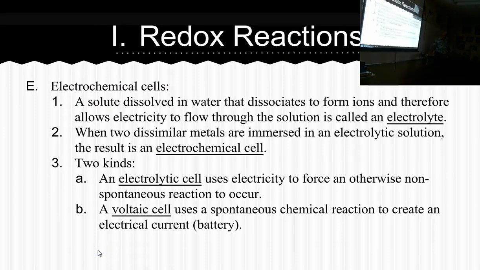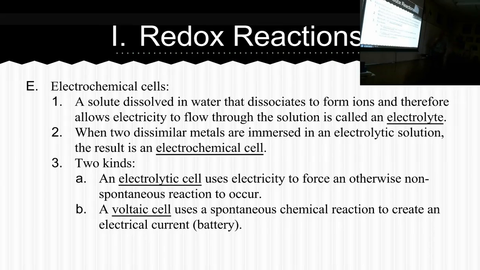Okay? We're going to apply this to batteries now. So redox reactions are used in lots and lots of places, but the one that is most common and that you will run into the most in your life as a consumer of technology is a battery. A battery is a redox reaction. Every battery is a redox reaction. And so we're going to look at electrochemical cells, which are redox reactions going on, and we're getting electricity from those.